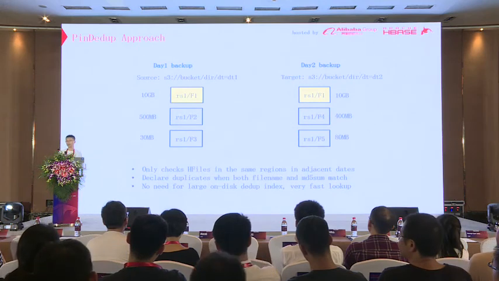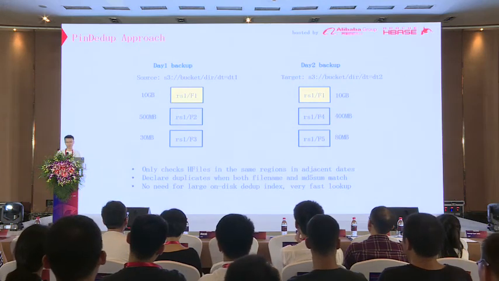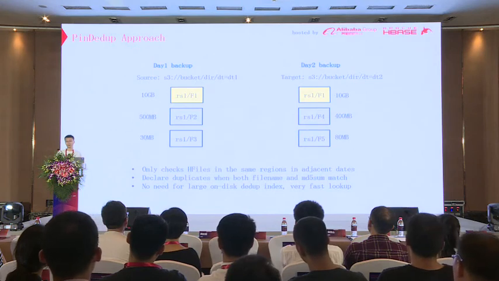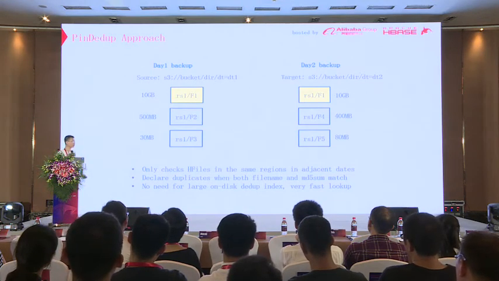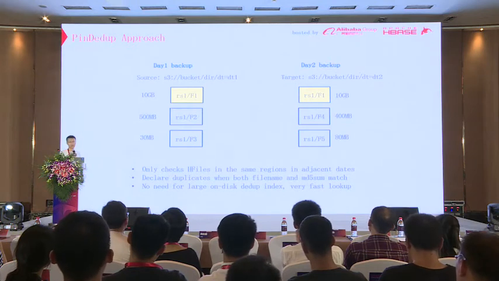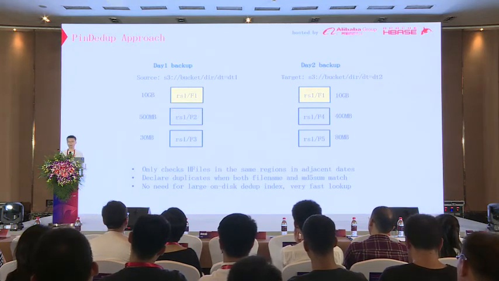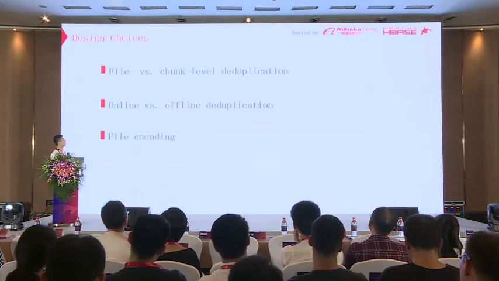By grouping files by regions instead of doing a global index, we were able to avoid the need for a large on-disk dedupe index, and we can put all the indexes in memory. As a result, it's extremely fast. I think we mentioned that.